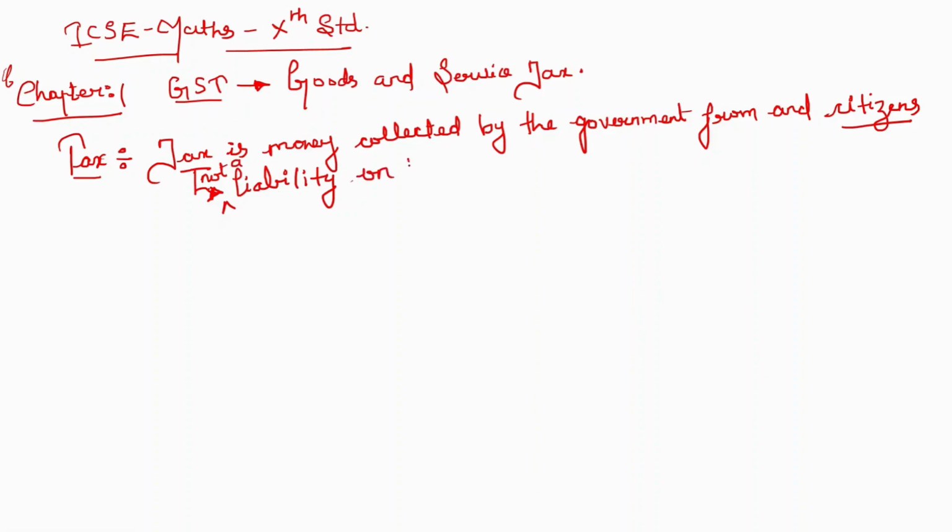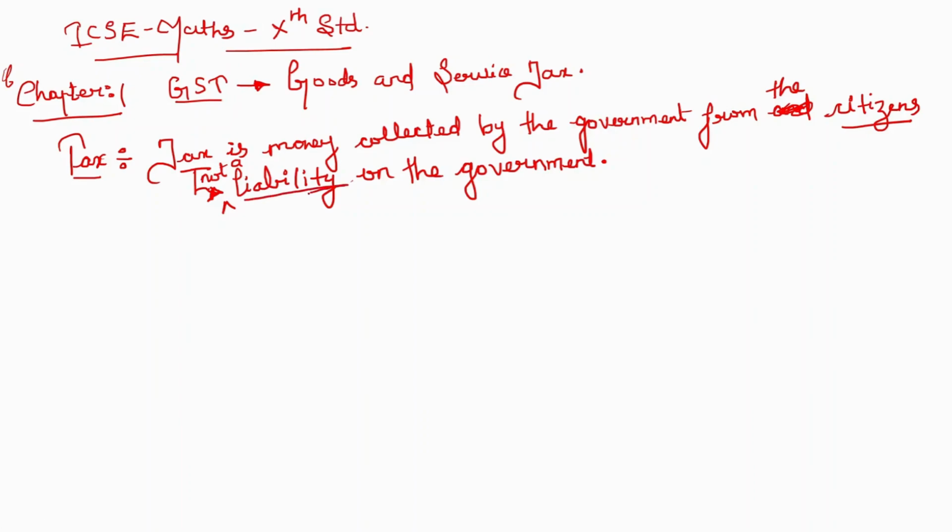See, this session is for 10 standard level. Hope you are able to understand what I'm speaking. I'll repeat the sentences twice, thrice. I'm again telling you what tax is. Tax is money collected by the government from the citizens. Tax is not a liability on the government.